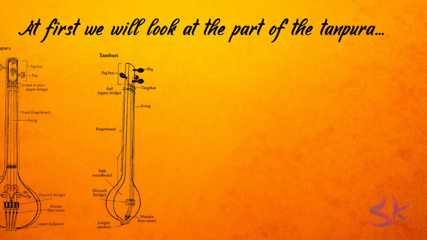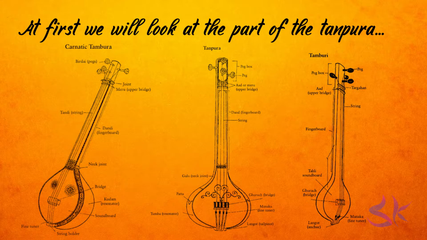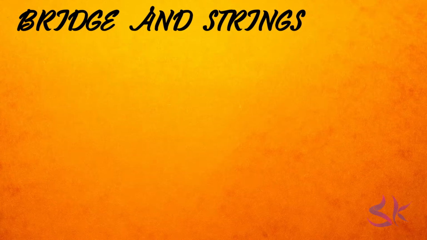At first, we will look at the parts of the Tanpura. On the left hand side, you have the Carnatic Tanpura. In the middle, you have the normal Tanpura. And on the right hand side, you have the Tanpuri, which is used for instruments. Now, let's talk about the bridge and strings.